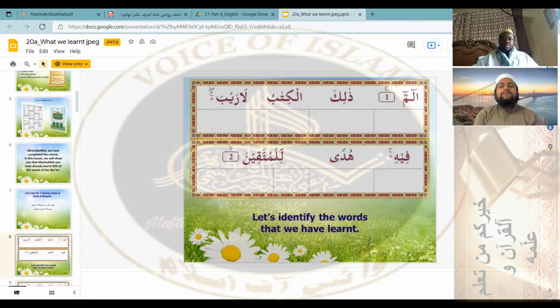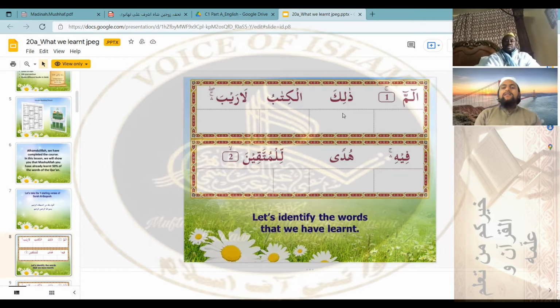Okay, Alif Lam Mim. Let's identify the words that we have learned. Alif Lam Mim is Alif Lam Mim. Zalika, you know the meaning of Zalika? Zalika, the book. Zalika, this is Zalika. ذلك الكتاب. This is the book.